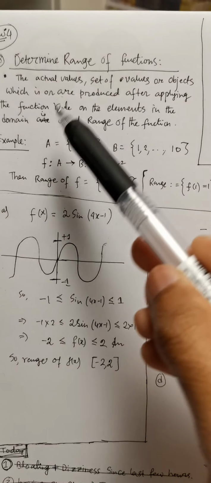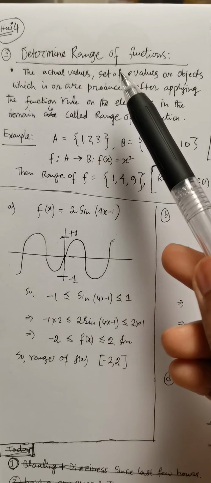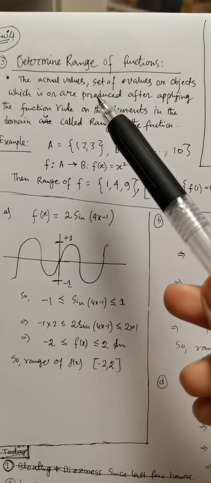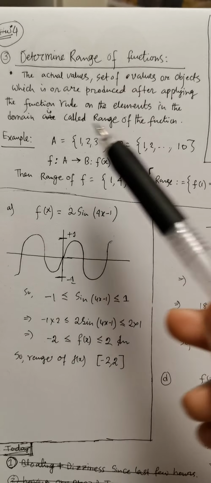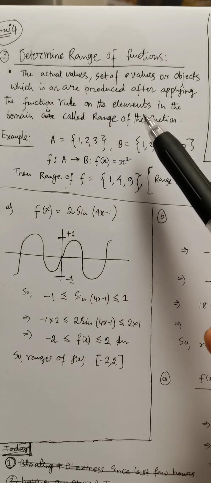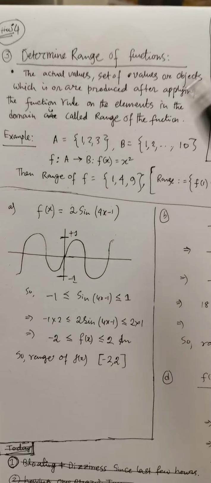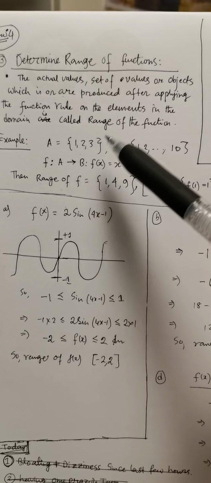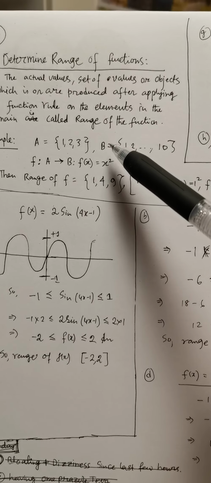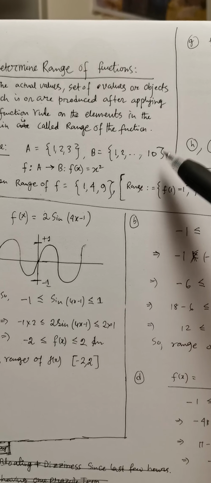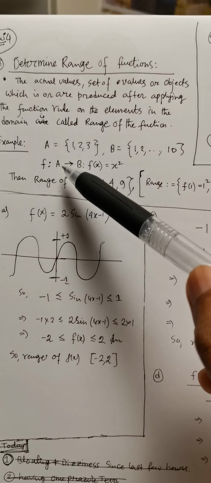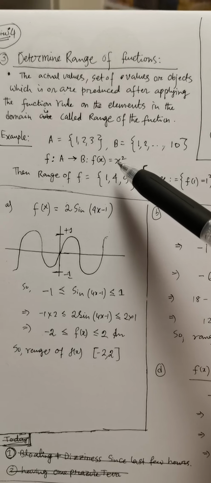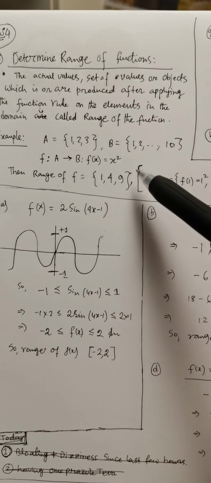The range is the set of values produced after applying the function rule on the elements in the domain. For example, if your domain, the set A, is 1, 2 and 3, and your codomain is 1, 2, 3 up to 10, and the rule of the function from A to B is given by f(x) = x square, then what will be the range of this function?